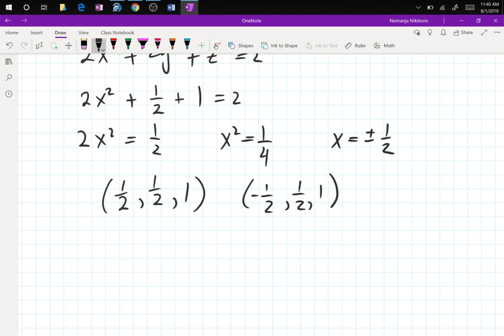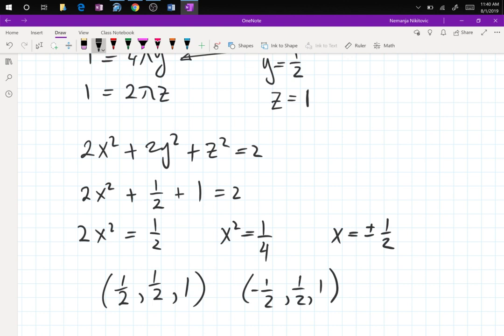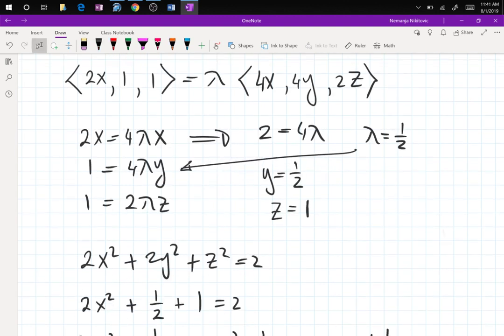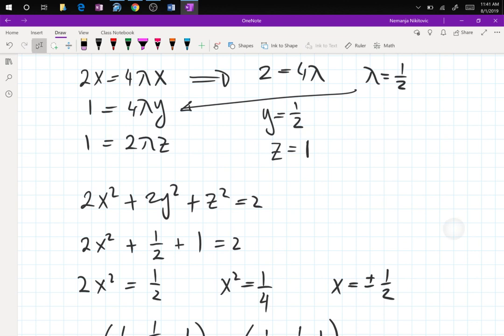We didn't go out of our way to calculate lambda we don't need. It was handed to us on a plate, and we used it to quickly calculate everything else. So some problems can be quickly solved this way.